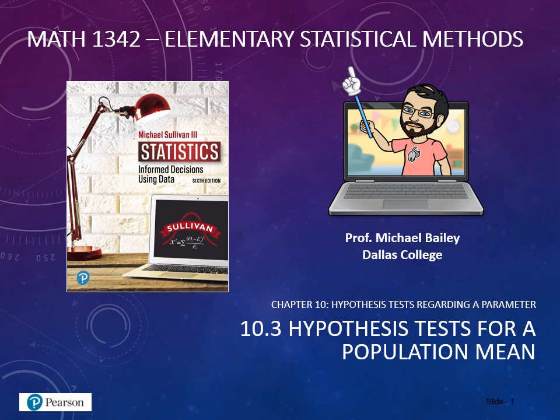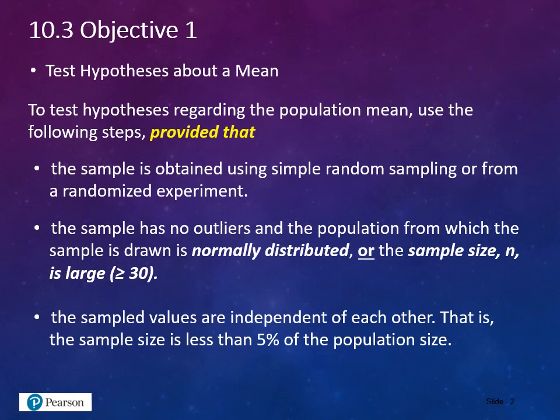So our next section in Chapter 10 is Section 10.3, Hypothesis Tests for a Population Mean, which should feel pretty similar to what we just did in Section 10.2 around a population parameter. Our first objective is to test hypotheses about a mean.